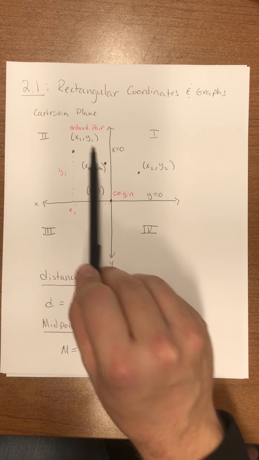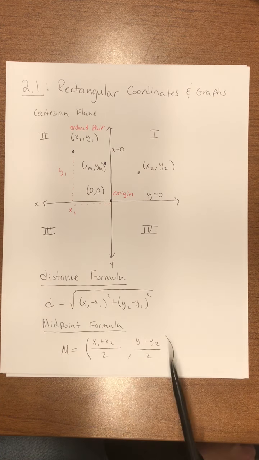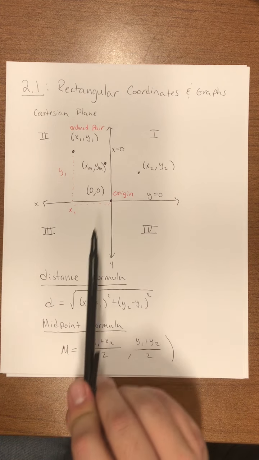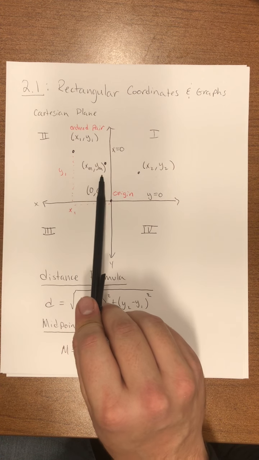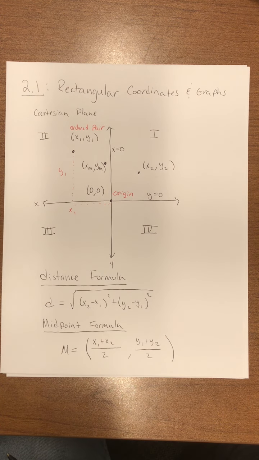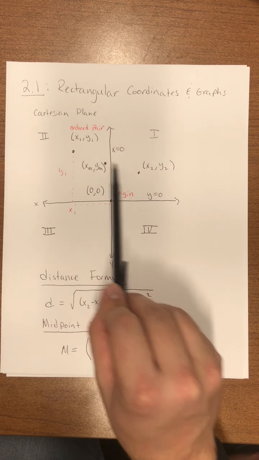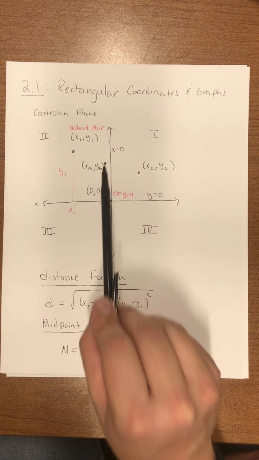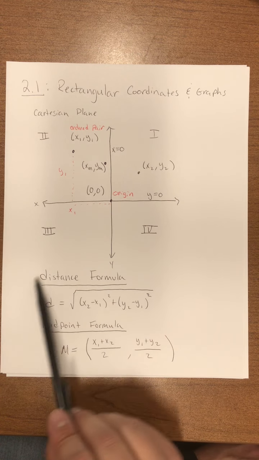I've got three ordered pairs here, x1, y1, x2, y2. And in the middle, we have the midpoint. So we're going to talk about how to find the distance between these 2 points and also how to calculate that midpoint. Here's the distance formula.